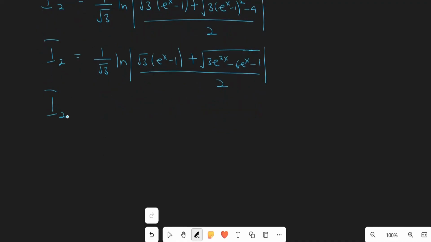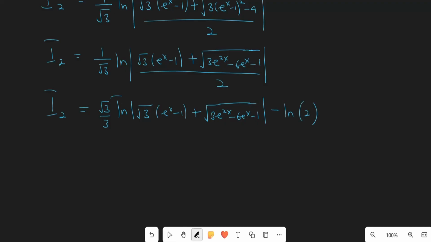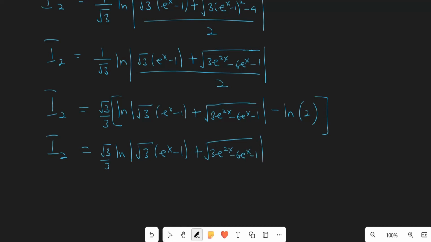Now we can do some laws of logarithm. 1 over the square root of 3, I can rationalize as the square root of 3 over 3. That is rationalizing the radical. So the ln of the square root of 3 multiplied by e to the x minus 1 plus the square root of 3 e to the 2x minus 6 e to the x minus 1, and then minus the ln of 2, using the laws of logarithm, all multiplied by square root of 3 over 3. So square root of 3 over 3 times the ln of the absolute value of that expression, and then minus the square root of 3 over 3 ln of 2. This one is a constant.